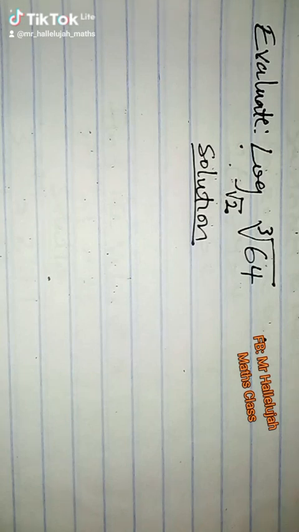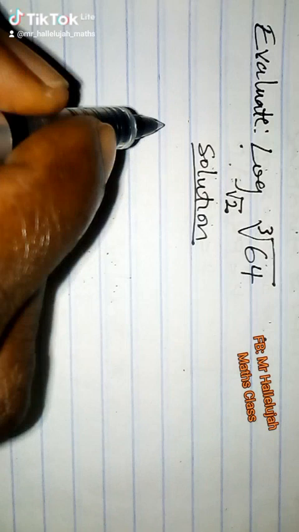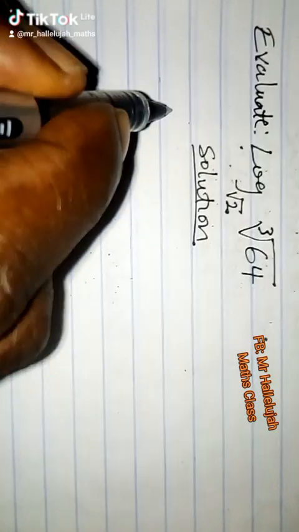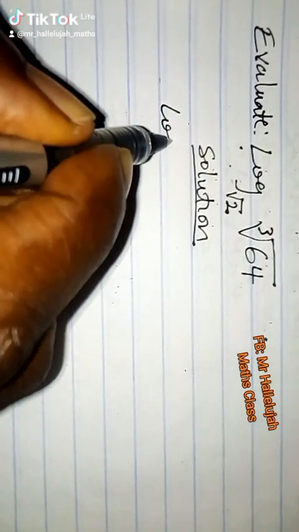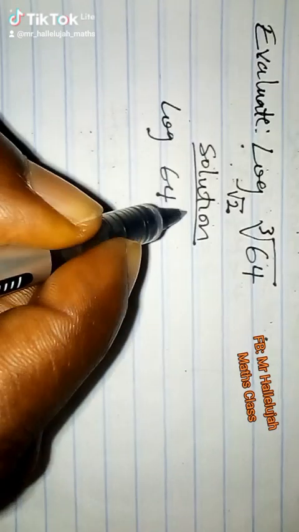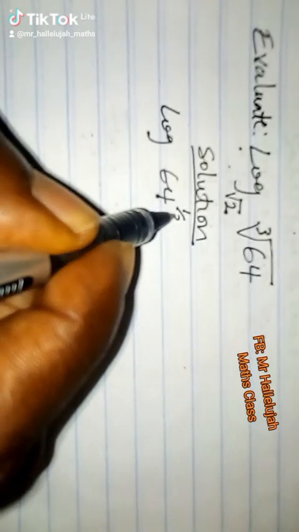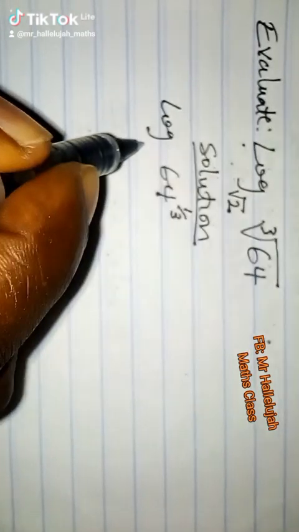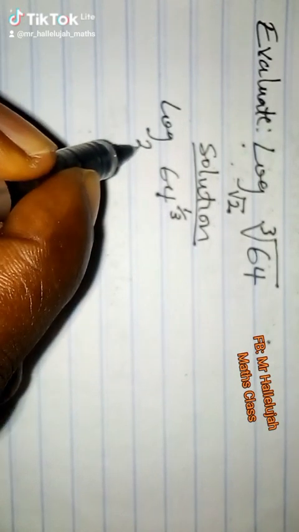Maths class. We have a problem to solve, and let us proceed without wasting time. Log of the cube root of 64 in base square root of 2. Okay, let us start by rewriting this and then writing out their powers. It will now be log 64 raised to the power of 1 over 3 to represent cube root, while the base, which is the square root of 2, will now be 2 raised to the power of 1 over 2.